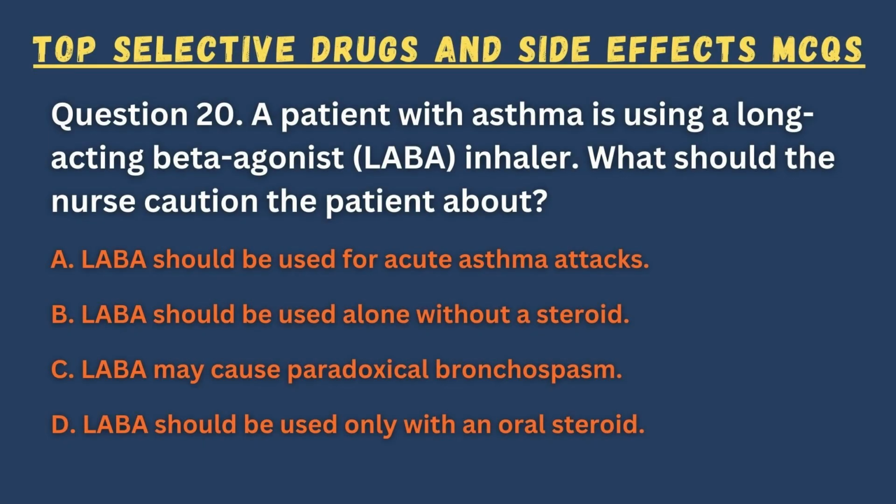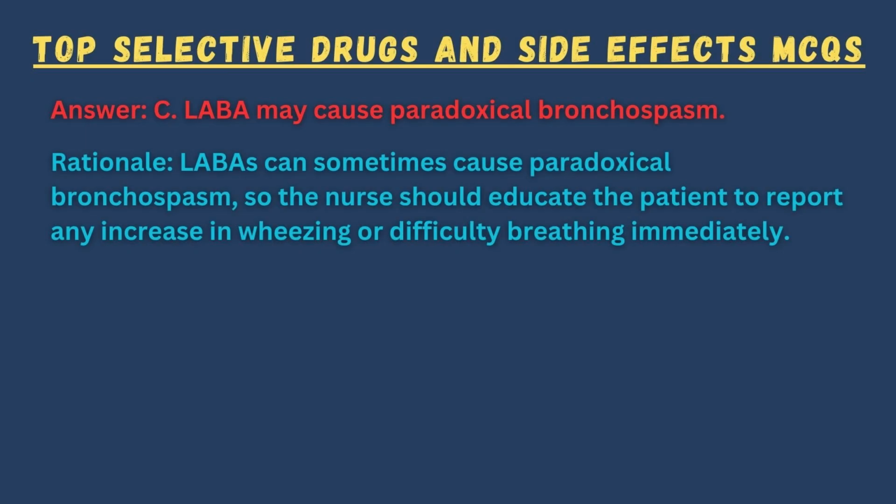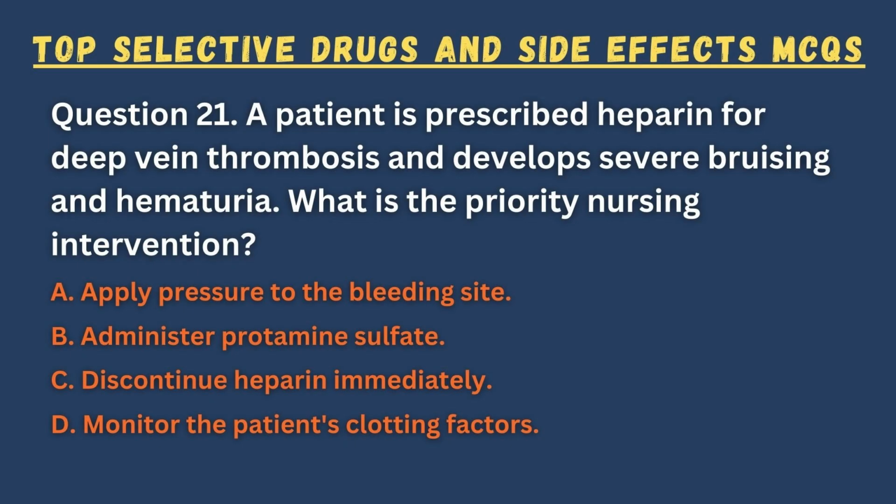Question 20. A patient with asthma is using a long-acting beta-agonist, LABA, inhaler. What should the nurse caution the patient about? A. LABA should be used for acute asthma attacks. B. LABA should be used alone without a steroid. C. LABA may cause paradoxical bronchospasm. D. LABA should be used only with an oral steroid. Answer: C. LABA may cause paradoxical bronchospasm. Rationale: LABAs can sometimes cause paradoxical bronchospasm, so the nurse should educate the patient to report any increase in wheezing or difficulty breathing immediately.